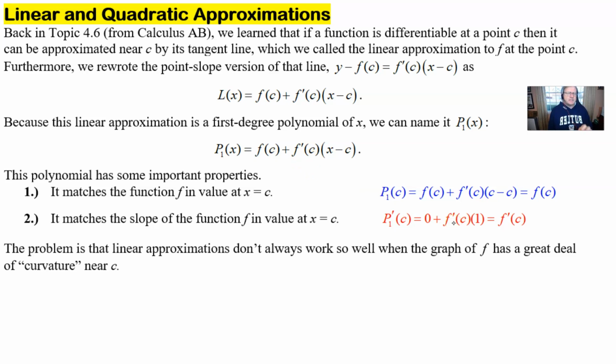f prime of c is a specific constant. It's the slope of f at c. So I drop it down. I'm taking my derivative with respect to x, so this becomes a 1, and therefore I see p prime sub 1 is f prime, evaluated both at c. So we have the fact that the slope is the same.